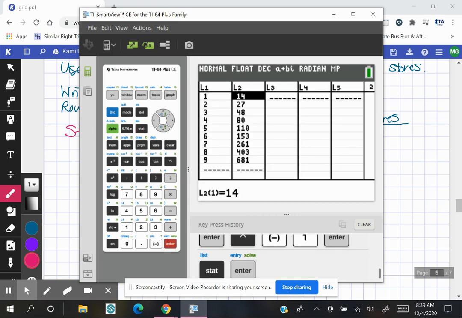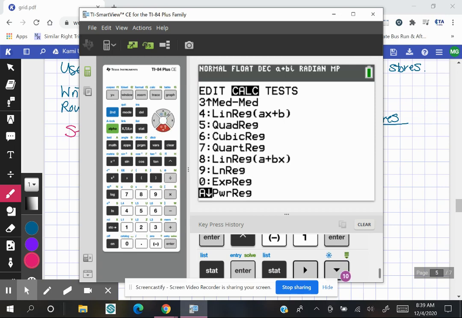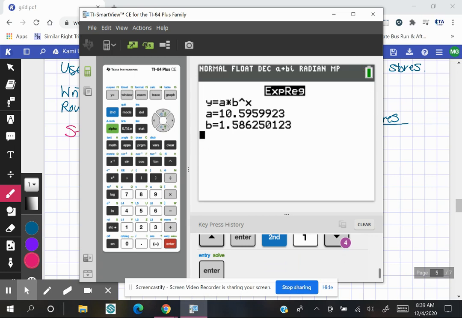Stat, Edit, I already typed mine in. And now I'm going to go to Stat, then over to Calc, and choose Exp Reg, exponential regression, which is down here at 0. So my X list is going to be my L1. If you have something else in there, or you used a different list to store your X values, then you would just do second 1 or second 2. All the L1, L2, L3, L4, L5, or L6 are right on these 1 through 6 right here. We don't have a frequency list, and I don't need to store it, so I'm just going to calculate it. And it should give me this answer over here.